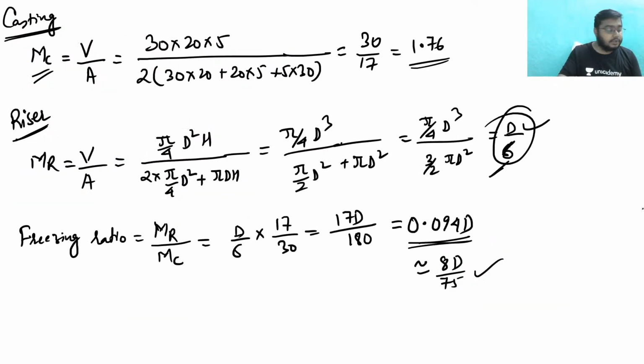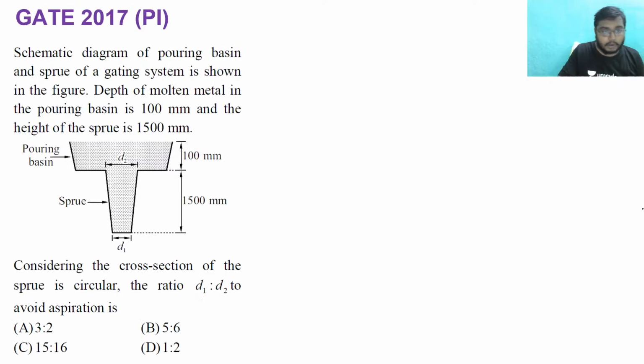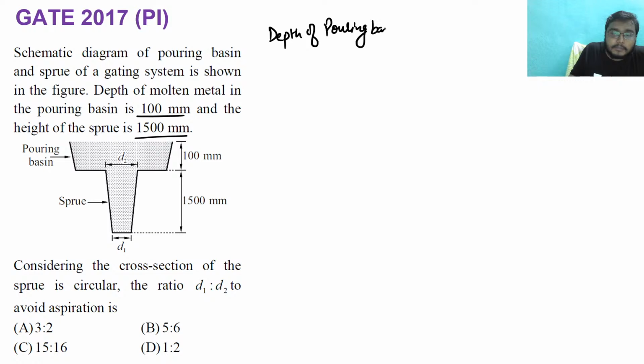So I hope this question is clear to you. Now see this question. In this question, it is given the schematic diagram of pouring basin and a sprue of a gating system shown in this figure. Depth of the molten metal in the pouring basin is given as 100 mm and the height of the sprue is 1500 mm. So this is the height of the sprue. Clear? So this is the height of a sprue and this is the 100 mm given. So can I say that depth of pouring basin, that is HB, is equal to 100 mm. Clear? This is given 100 mm.